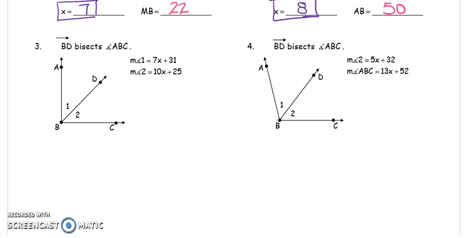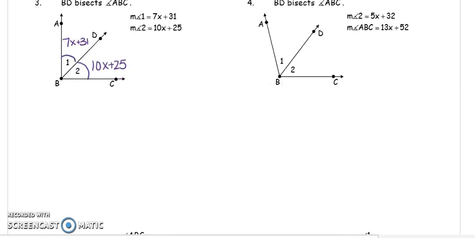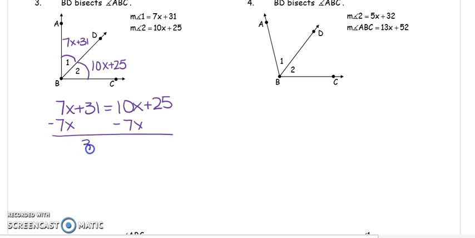I have for number 3 that BD bisects angle ABC. So I'm going to mark these two angles equal to each other. The measure of angle 1 I'm seeing is 7x plus 31. The measure of angle 2 is 10x plus 25. I've got the two little angles there. They're equal to each other, so I'm going to set them equal. 7x plus 31 equals 10x plus 25. We'll subtract the 7x. I've got 31 is equal to 3x plus 25.